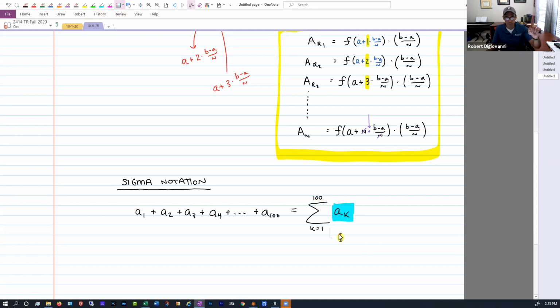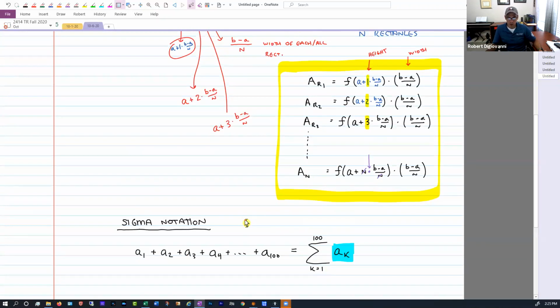So you start with k being 1. If I replace this k with 1, I get a sub 1. Then I say plus, and then I increase this k by 1 integer to 2. So I put a sub 2 here, and then plus, and then 3, and then 4. Have you all seen that before, this notation? If you haven't, then we may have to meet in office hours to go over that. But with this notation, do you agree that I could write this?